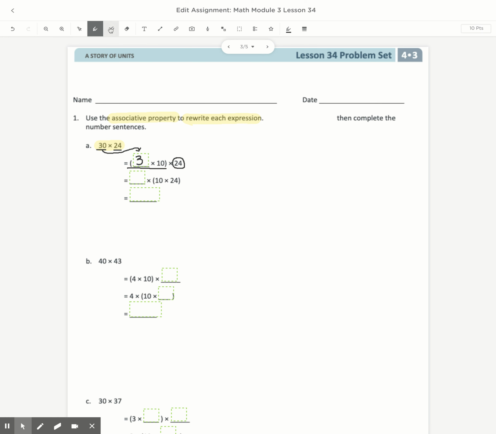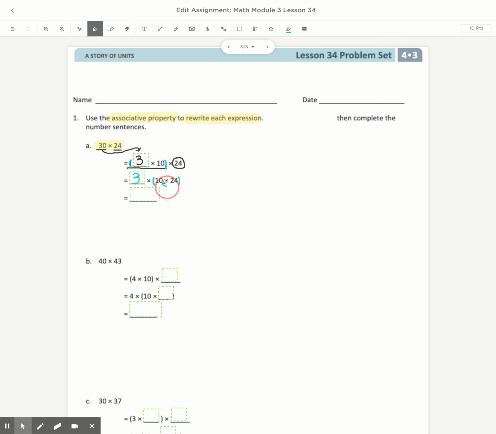So now if we look down here, we can see that they changed the position of the parentheses. First, the parentheses were around 3 times 10, and now they changed the parentheses to 10 times 24. So basically, we just have to fill in that exact same number that we wrote. That's the only thing that changed in this expression, is that they moved the parentheses, but we still get the same number. And now it's supposed to be easier to solve in our head.